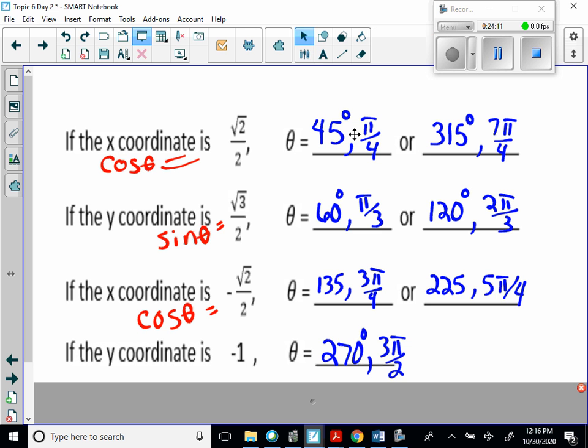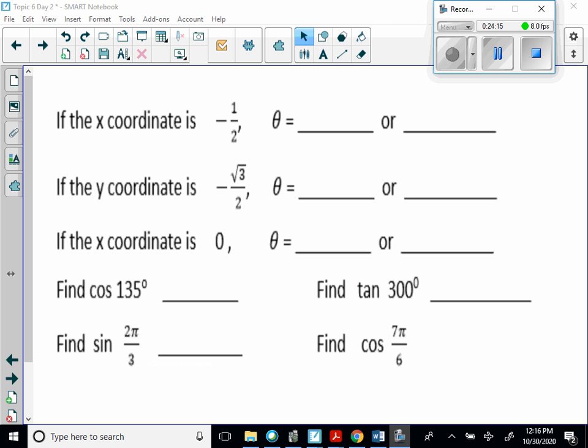Okay, so pause if you need to. I'll go to the second half of this. Okay, so this is like the second half of that little portion, so go ahead and finish this out if you haven't already. Pause your screen, work these problems out, and unpause it to check your answers.